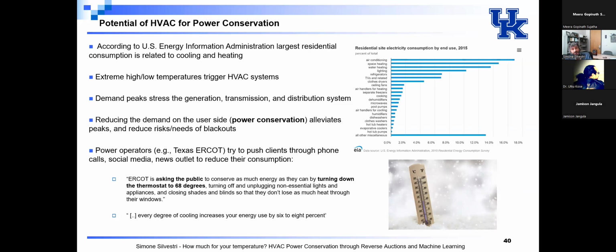So actually what ERCOT, which is the system operator there in Texas during that time, tried to do is to publicize on newspaper and social media a message telling the people to reduce their HVAC setting, or heating setting in that case, in order to try to reduce the energy consumption. So of course, this is a very archaic and ineffective way of doing things.